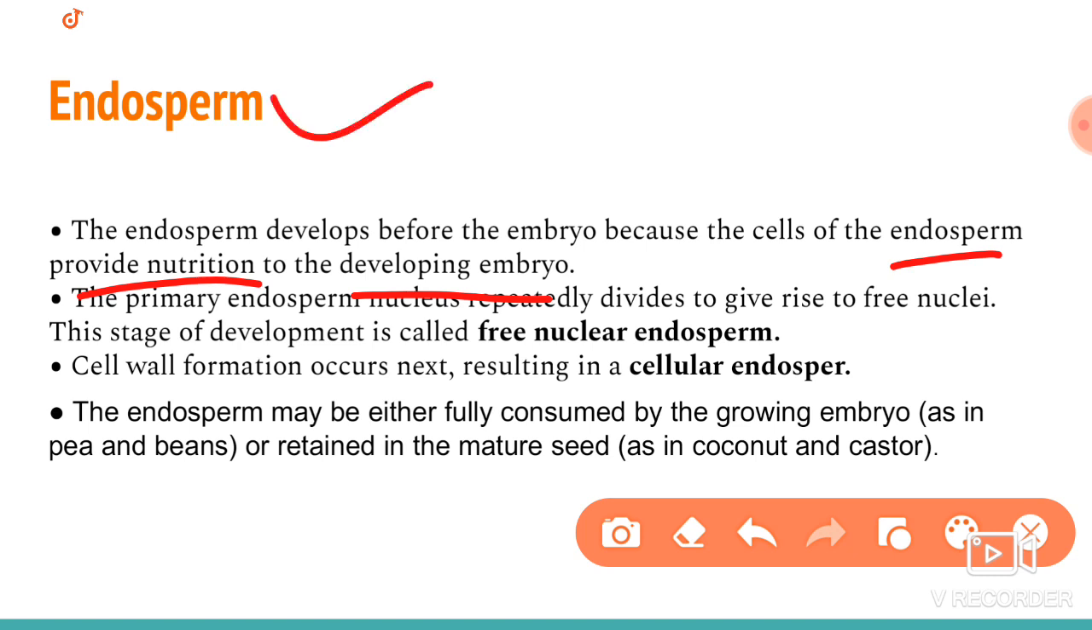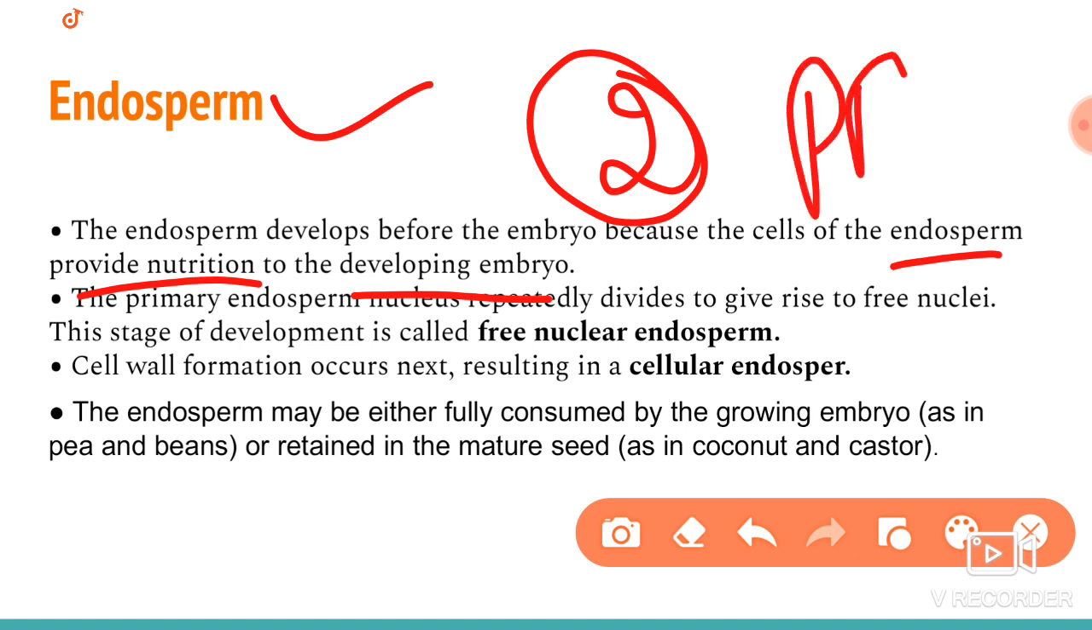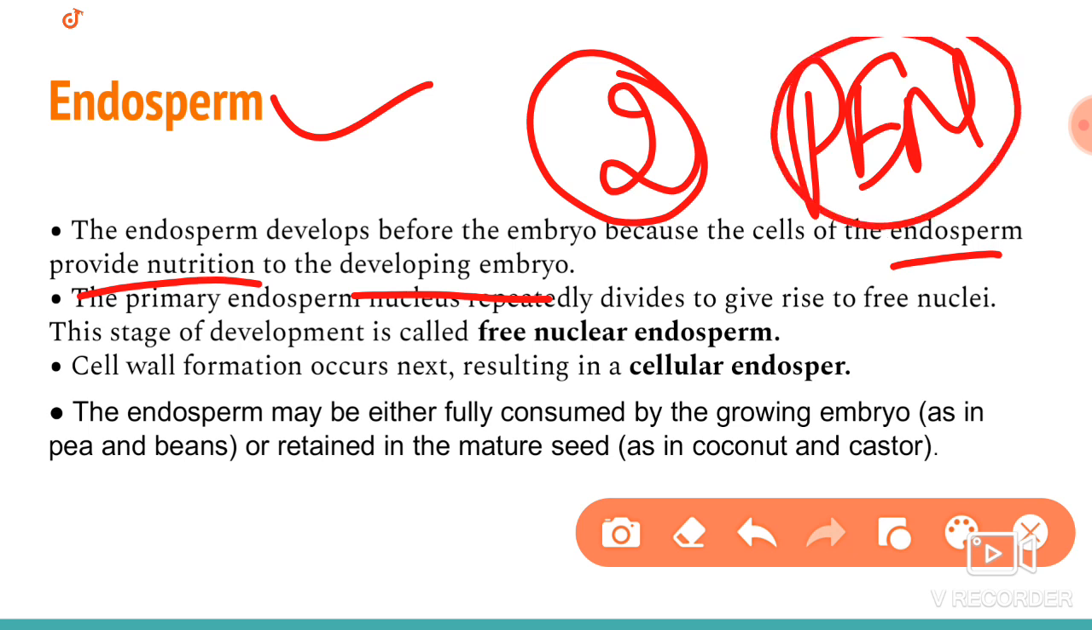And here, if you observe the endosperm, there are two types of endosperm we can see. In the beginning, what is it? It is PEN, that is the polar endosperm nucleus. And this polar endosperm nucleus undergoes division, a lot of repeated divisions.